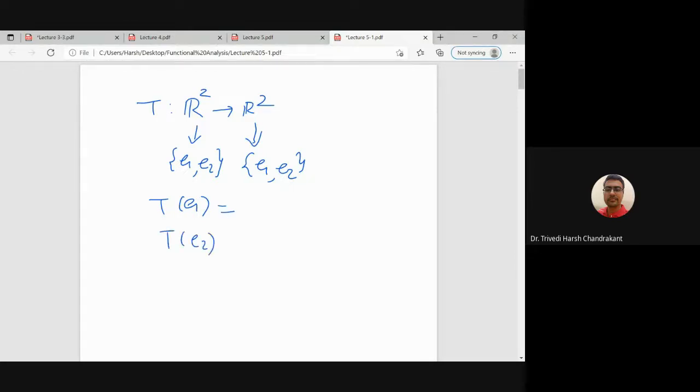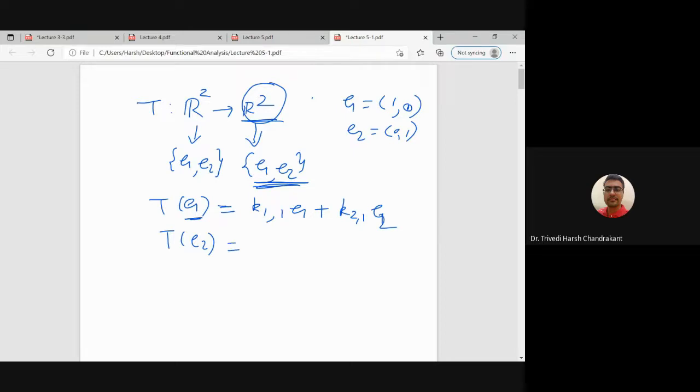And we can write T of E1, E2, which is an element of R2, right? When we apply it on the basis element, we get an element in R2. And R2 also has the same standard basis. E1 is (1, 0), E2 is (0, 1). So that means this T of E1 also we can write in terms of basis elements. So let me call it K11 E1 plus K21 E2, right?